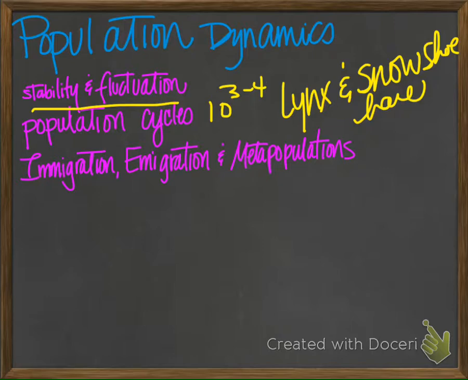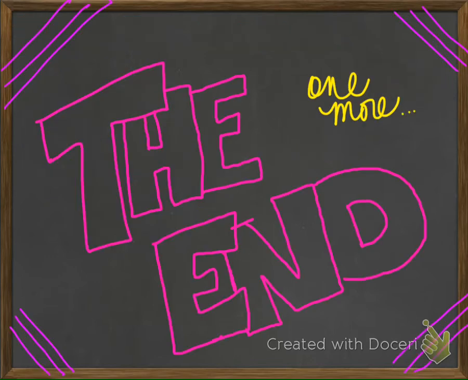Metapopulations are formed from immigration and emigration, to take a number of local populations and link them together. They might occupy little patches of habitat, and they're surrounded by unsuitable habitat. If you look at figure 53.21 in your book, that may help you with this concept a tiny bit more. Guess what? Only one more.